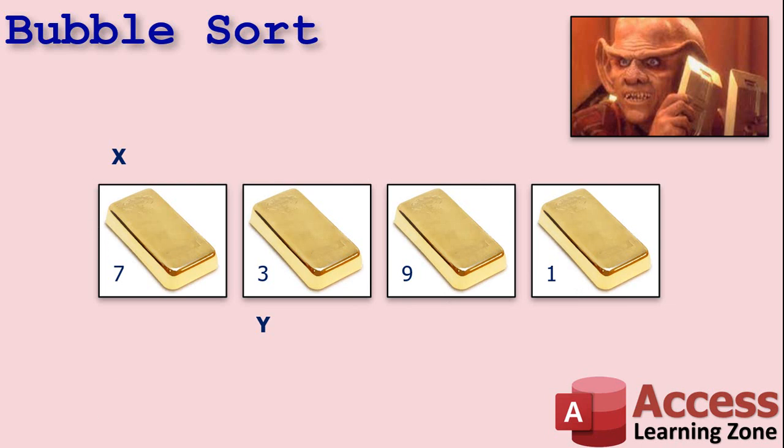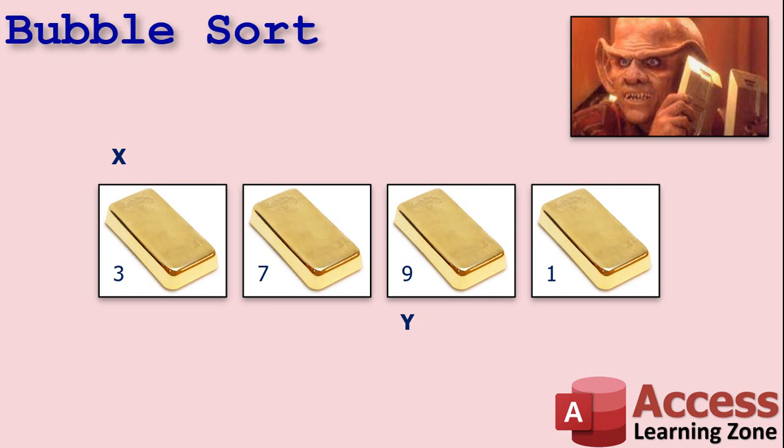So the first one is X is 7, Y is 3. Is 3 lower than 7? Yeah, so we're going to swap those 2. See how that works? Now Y equals Y plus 1, so Y is going to increment over there.